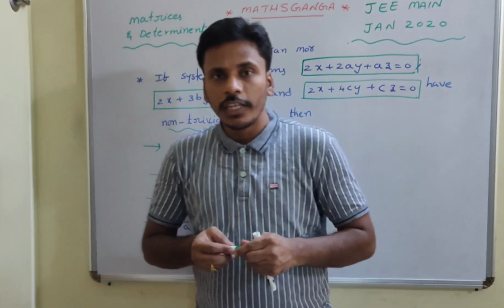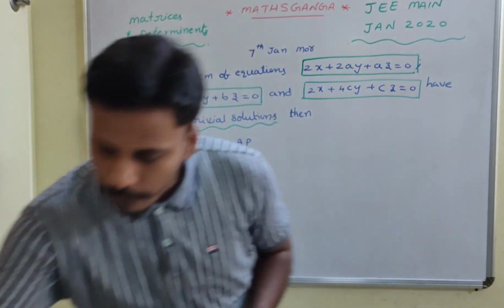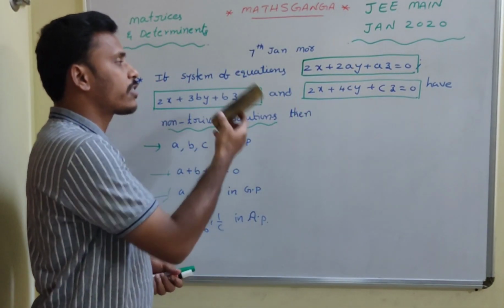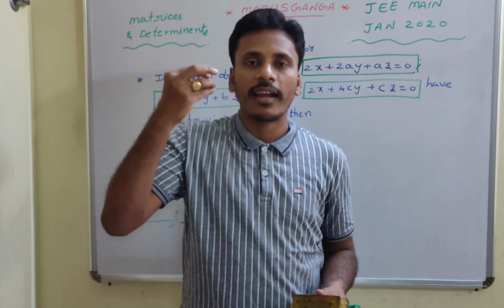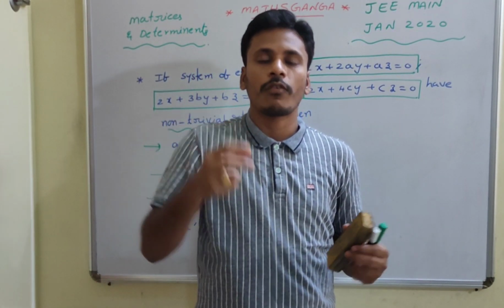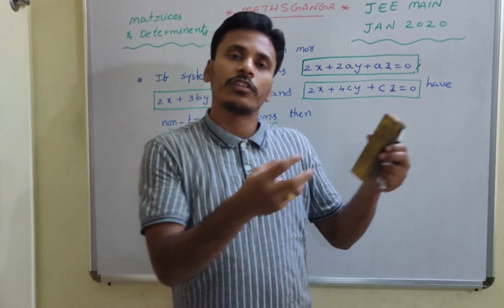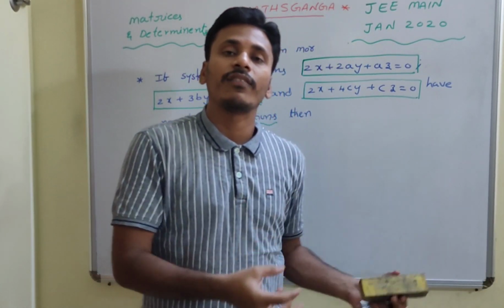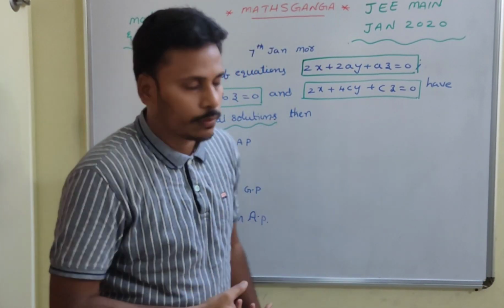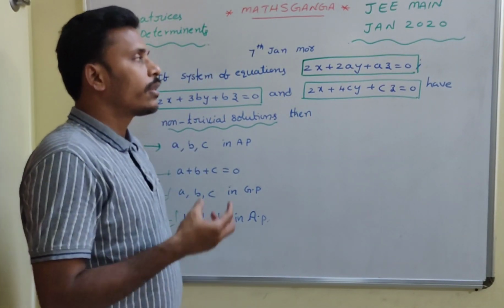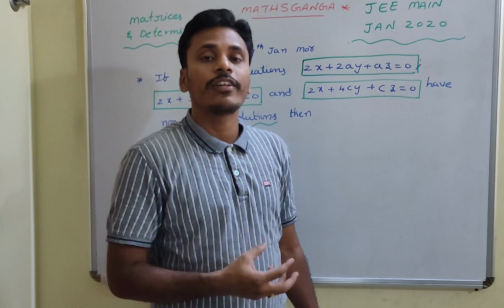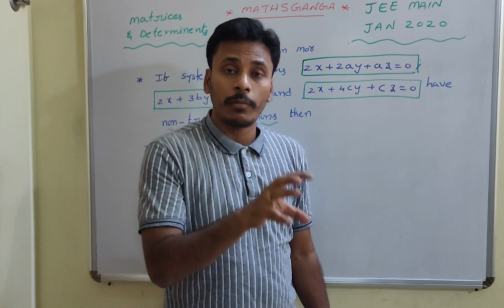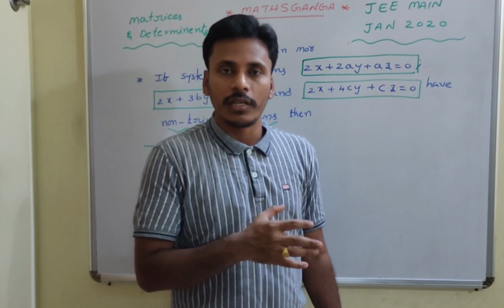We need to identify how a, b, c are if the system has non-trivial solutions. First of all, we need to have an idea related to systems of equations, whenever the equations have a trivial solution and whenever they have a non-trivial solution. And it is very clear that a system of linear equations in 3 variables has non-trivial solutions if the determinant of the coefficient matrix is 0.